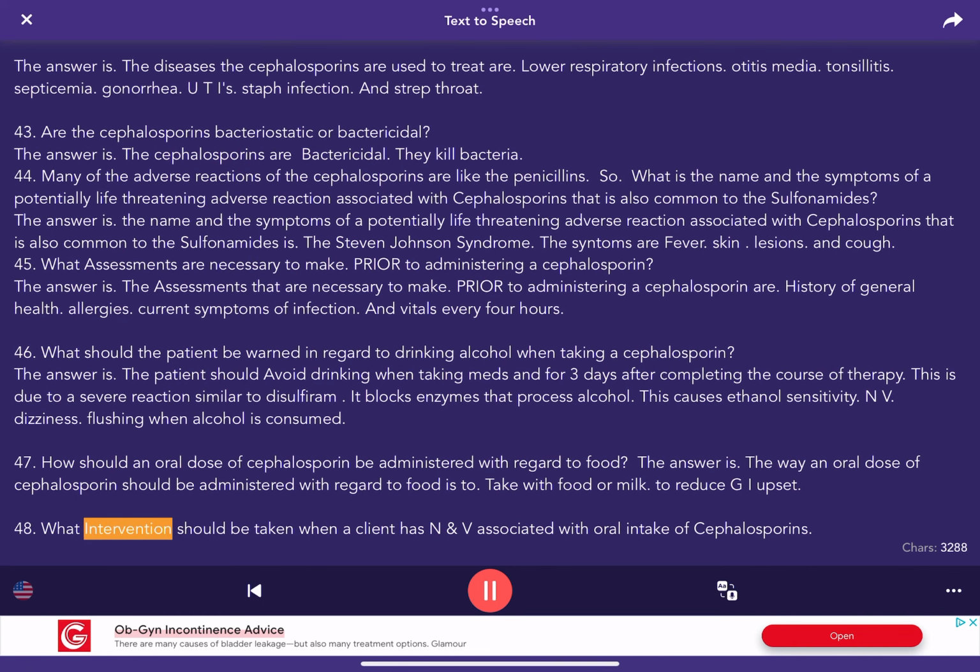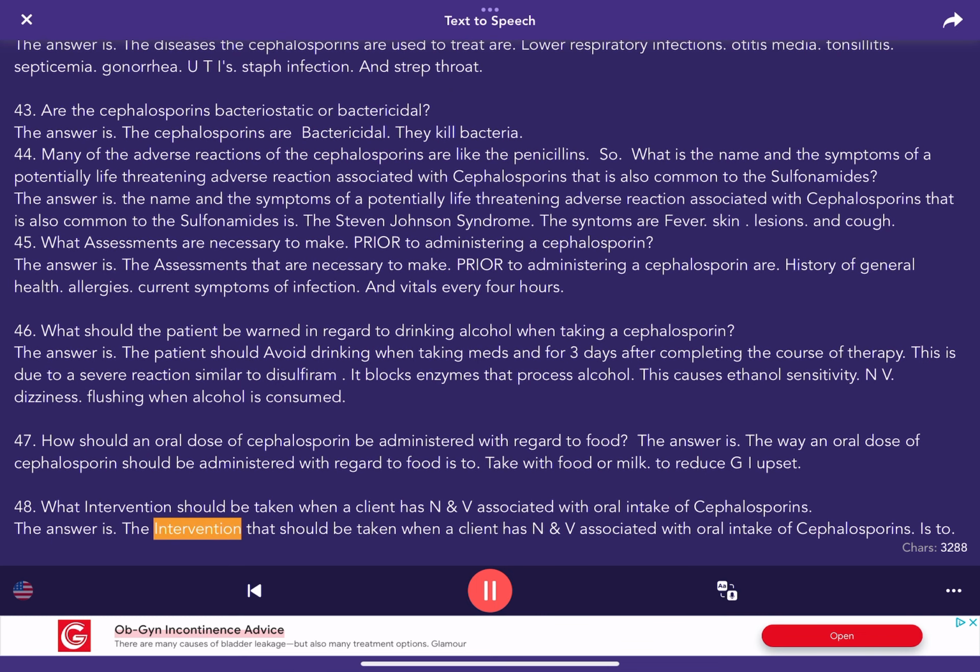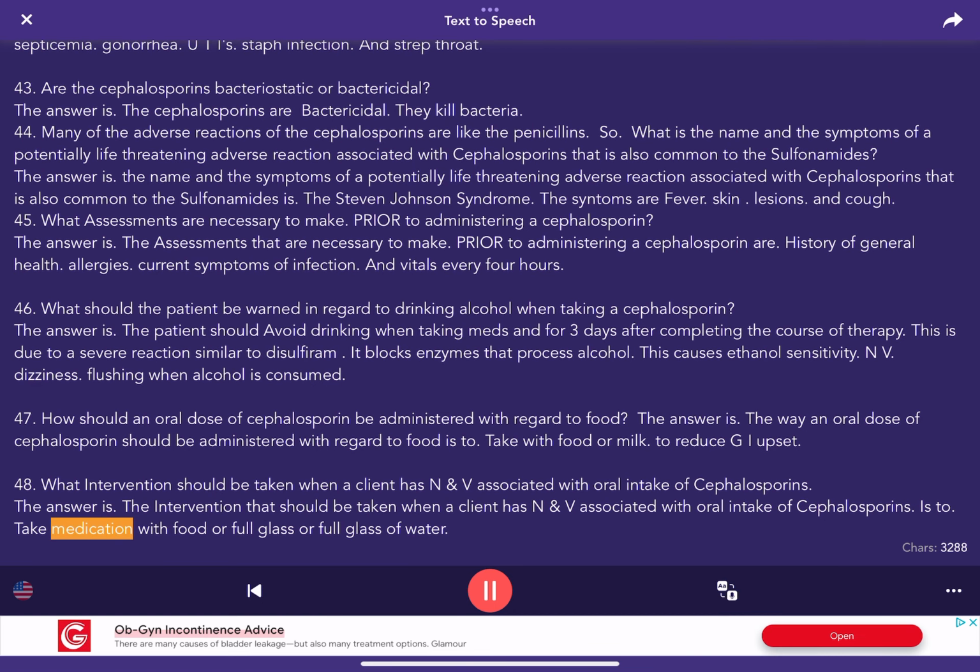48. What intervention should be taken when a client has NV associated with oral intake of cephalosporins? The answer is, the intervention that should be taken when a client has NV associated with oral intake of cephalosporins is to take medication with food or full glass of water.